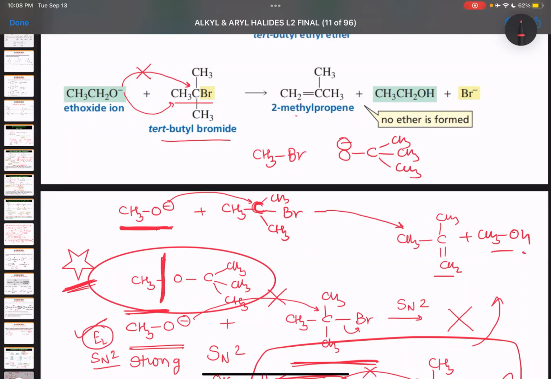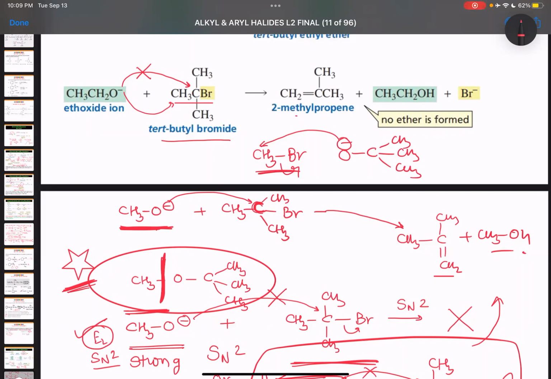Substitution, sir. It is going to give a substitution very easily. Why? Because it is a strong nucleophile, but elimination can't happen here. Why can't it happen? Because there is no beta hydrogen. Even if it were there, elimination would not happen because it is a very small molecule.